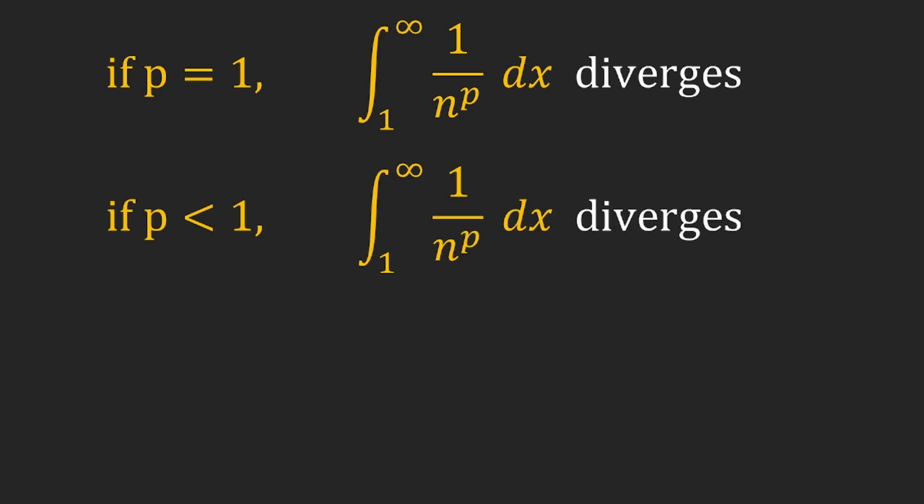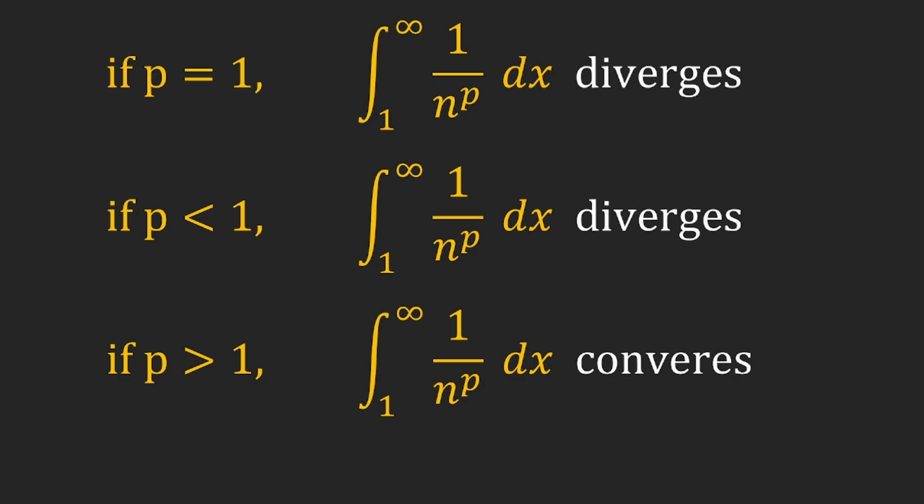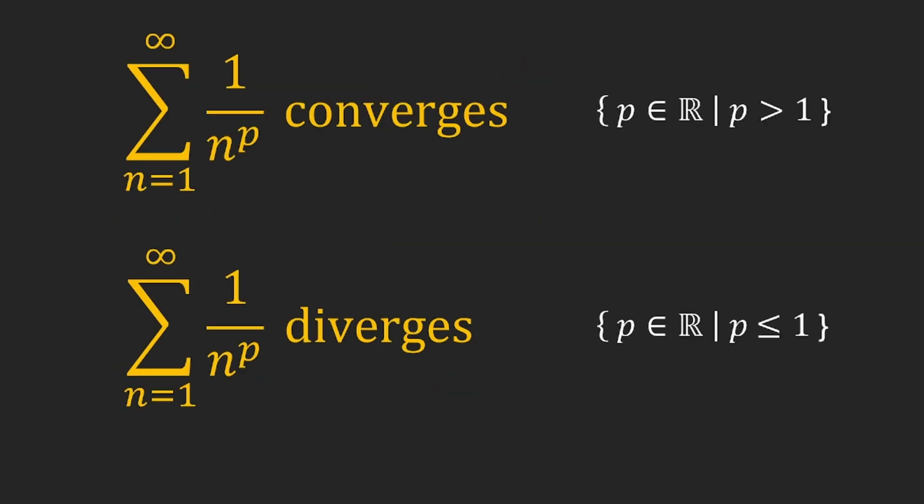Well, what if p is less than 1? We'll also see it diverges because our integral would be a square root function, which at infinity is still infinity. Now, if p is greater than 1, we get a rational function, and that converges at infinity. So if we have the sum from 1 to infinity of 1 divided by n to the p, then we're converging as long as p is a real number greater than 1. In any other case, if p is equal to 1 or less than 1, then we diverge.